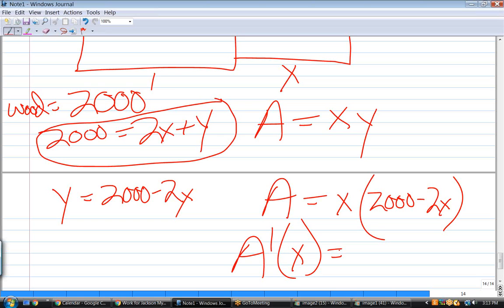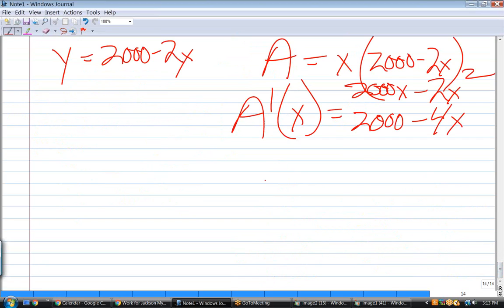What's the derivative of that? X times minus 2. Well, let's distribute this. Okay. 2,000x minus 2x squared. Now take the derivative of it. 2,000 minus 4x. Set that equal to 0 and solve it.